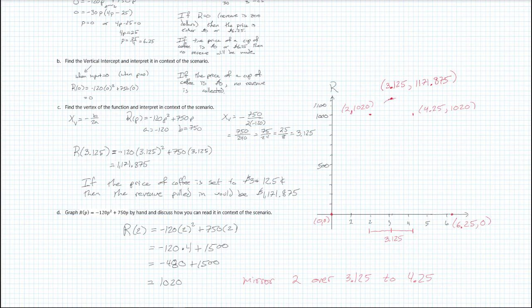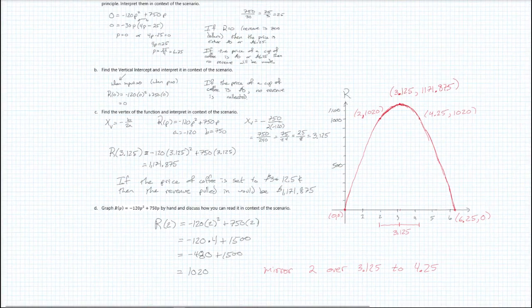All right, now we've got full 5 points. I think that'll just help us draw our parabola a little bit nicer. To draw this, we're not going to draw negative revenue or negative price. It doesn't make any sense. If we had a negative price, that would be like paying people to take the coffee. I suppose you could do that. All right, and then it just says, discuss how we can read it in context.